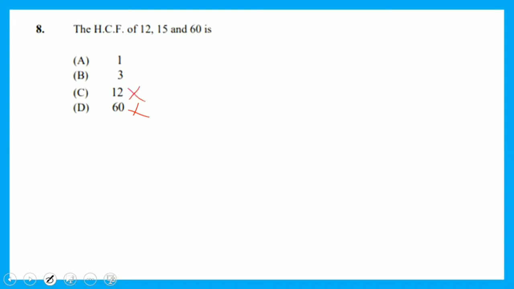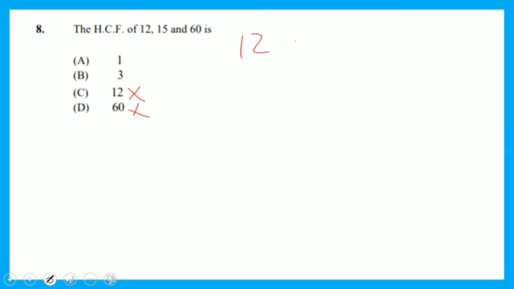It's not 12. 12 is a factor of 60, but it is not a factor of 15. We will get a remainder if we divide 15 by 12. Can 3 go into all of these? Yes, sir. So 3 would have been the highest common factor, not 1, of all of these. So let's say you didn't use that strategy, which is good to use for multiple choice elimination.